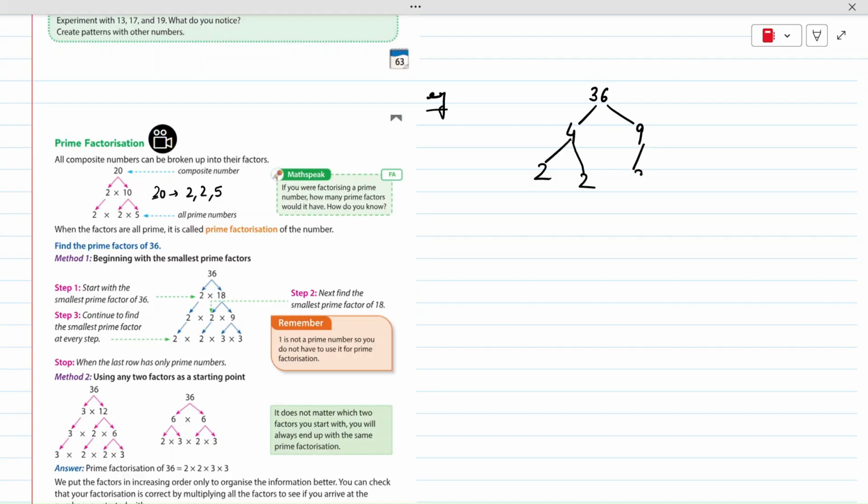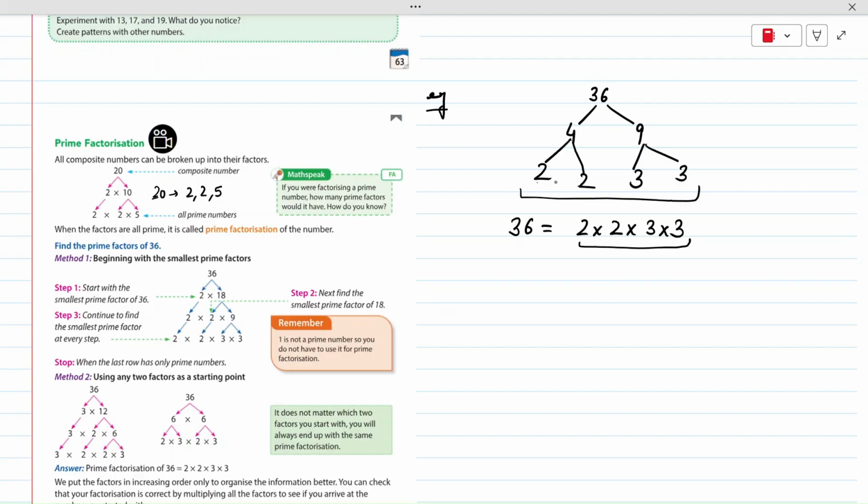We can break 3 as 3 into 3. And if you see this complete row, 2, 2, 3, 3, they all are prime numbers which we cannot break further. So this tree is called a factorization tree. If I see this tree, the factors are 2 multiply by 2 multiply by 3 multiply by 3. So all these are the prime factors of 36.